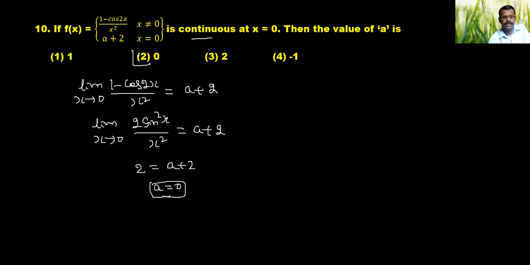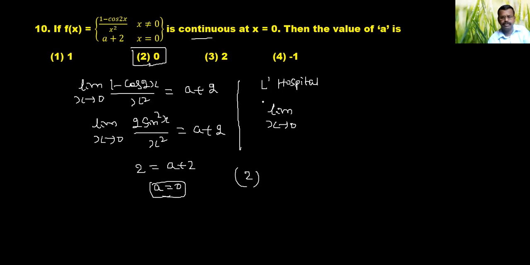So question number 10, option 2 is the correct answer. The other method also I will explain because that is useful for your other problems. That is the L-Hospital rule. If you put 0 here, what do you get? Cos 0 is 1, so 1 minus 1 is 0. It is 0 by 0. If the problem is in the form 0 by 0, then we can apply the L-Hospital rule. He says that the numerator and denominator separately you can differentiate, then apply the limit.